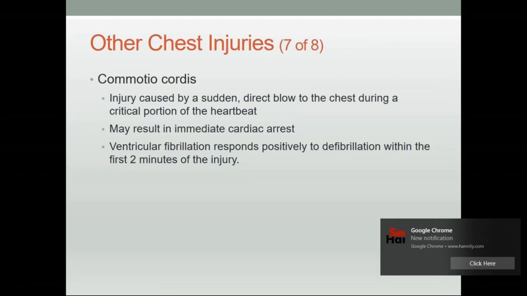What is this? This is a sudden impact to the chest, a direct blow to the chest during a critical portion of the EKG waveform, the electrical cycle of the heart during repolarization of the ventricles. When electrically the ventricles are getting reset so that they can receive another electrical impulse to contract, on the second half of that repolarization period, if you have a sudden impact to the chest, it can cause them to immediately go into ventricular fibrillation and you have a dead patient, unless you can defibrillate that patient within the first 2 minutes of that injury.